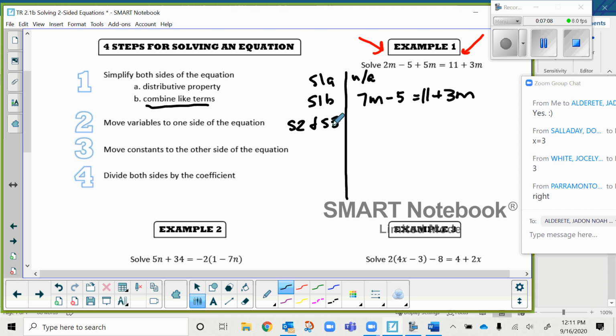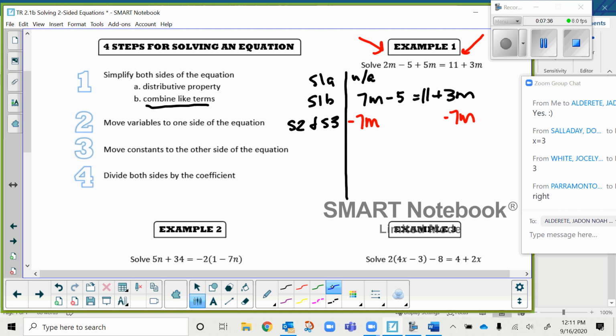Okay, that's the first answer I saw. So moving the variables to the right means that the variable on the left, I'm going to do the opposite of it, or the inverse. So the variable on the left is 7m, and I'm going to subtract it from both sides. So what I just did was move the m's to the right.